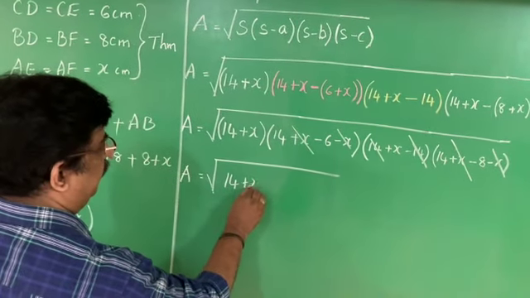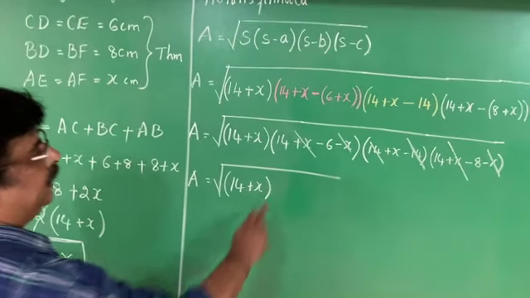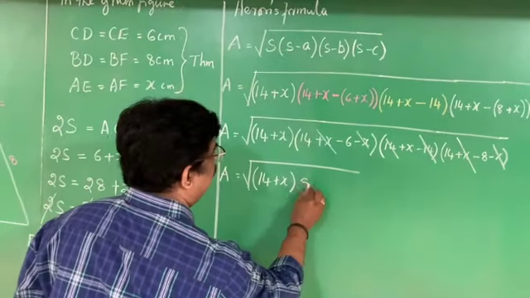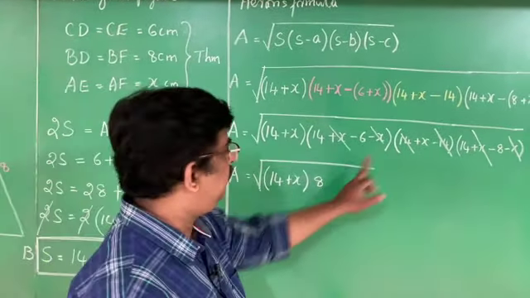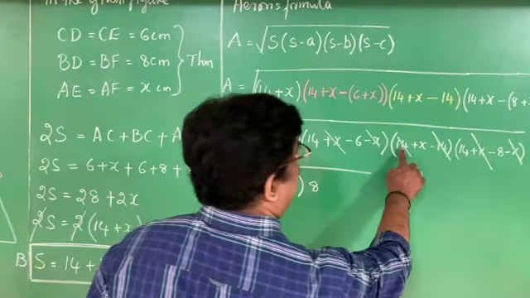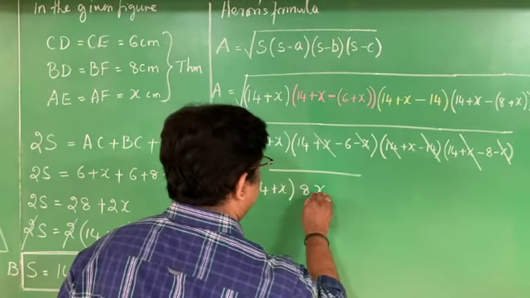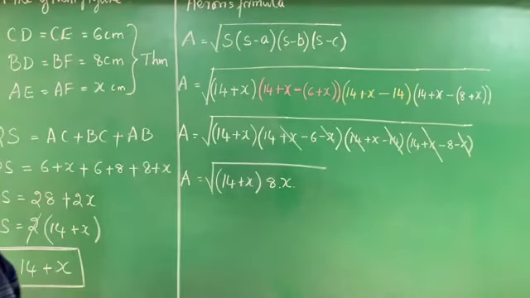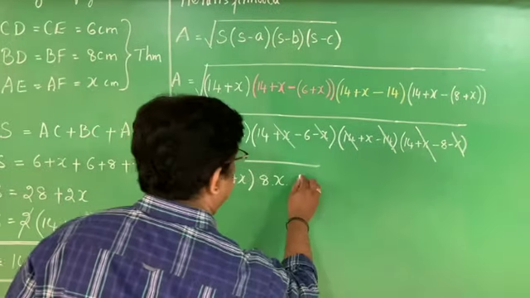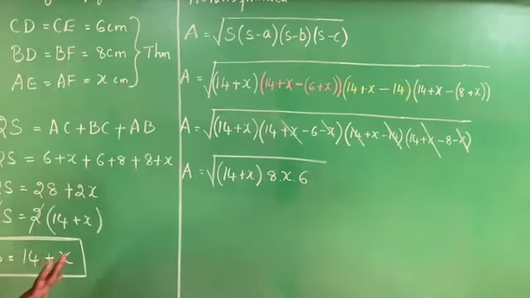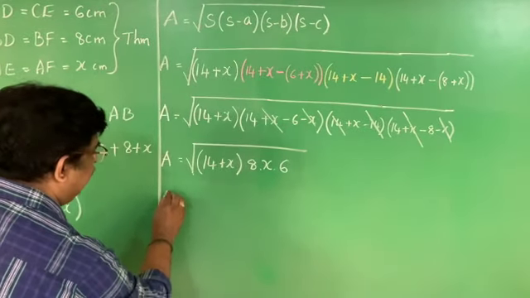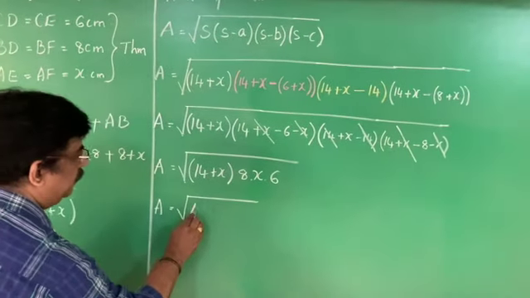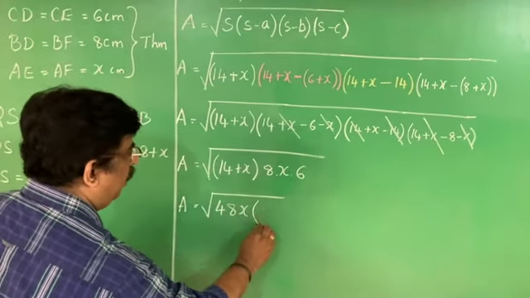14 plus x, I have removed nothing, it is intact. Here 14 minus x, 14 minus x is 8. This complete part becomes 8. Here what is left? Only x is left, into x. Here 14 minus 8 is 6. That I have done. Now I don't remove this bracket. A is equal to, I multiply it. 8 sixes are 48. 48 x of 14 plus x.